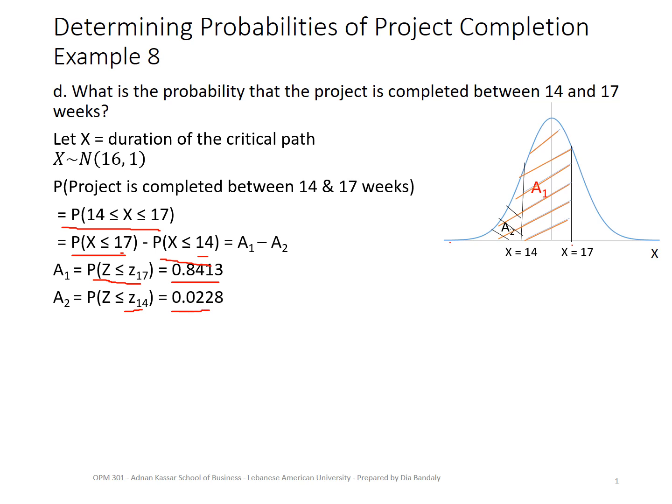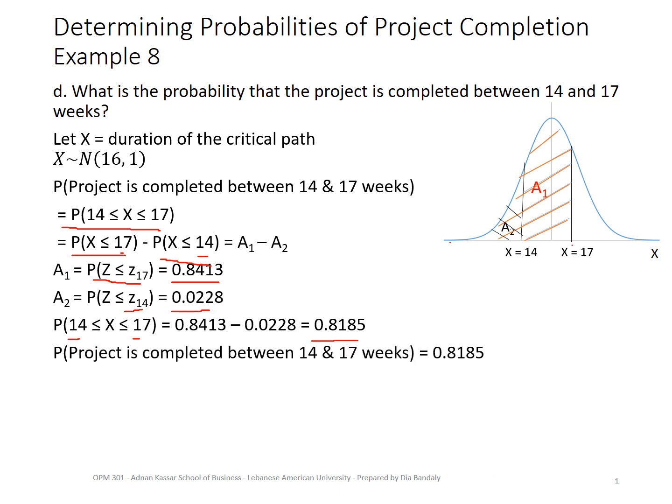So the difference between these two areas gives me the probability that x is between 14 and 17, and this is equal to 81.85%. And this is our final answer. This is the probability that the project is completed between these two times. I hope that was clear for you. Please try to do it on your own.